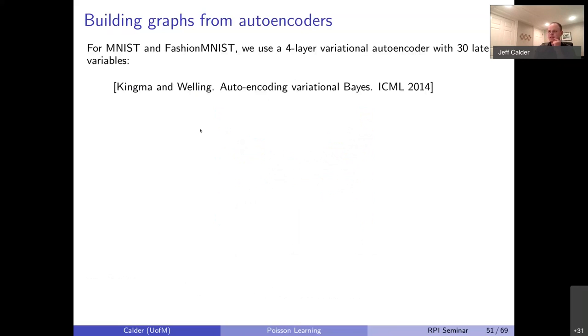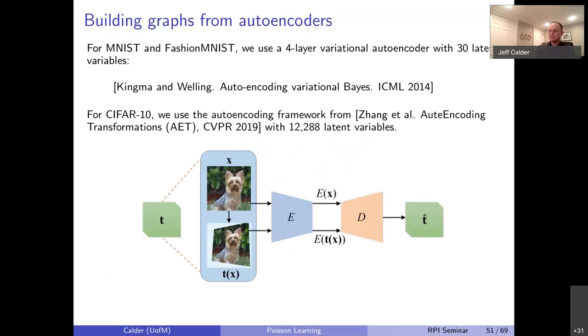So we used a four-layer variational autoencoder with only 30 variables for MNIST and FashionMNIST. And for Cifar-10, we used a very recent paper called Autoencoding Transformations. It's a bit of a different idea about using data augmentation, using a bunch of different transformations to learn an autoencoder that learns features that are invariant to a group of transformations. So this works really, really well, but it gives a huge latent space with 12,000 different variables.